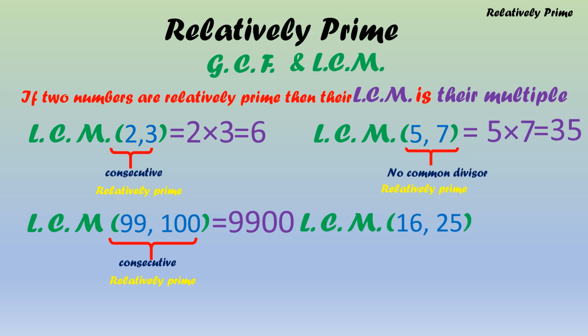The last example. What's the least common multiple of 16 and 25? 16 and 25 have no common divisor, so they are relatively prime. And their least common multiple is their product, 16 times 25.